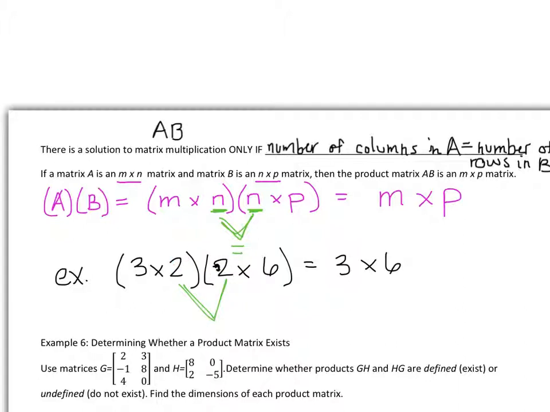Okay. Now, like I said at the very beginning of this lesson, order matters. So if we switch the order of that one, if we had 2 by 6 multiplied by 3 by 2, can we do that problem? Is there a solution to that? No, because 6 and 3 do not match. So that one would be undefined.